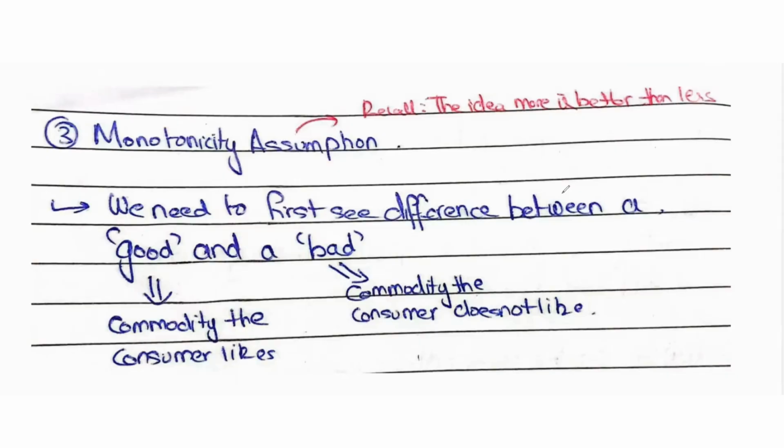Now, if you recall, monotonicity assumption is the idea that more is better than less. To understand what the monotonicity assumption implies for our indifference curves, we need to first see the difference between what we call a good and a bad. A commodity is a good if it's a commodity the consumer likes, and it's a bad if it's a commodity the consumer does not like.